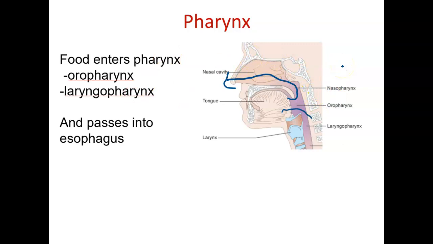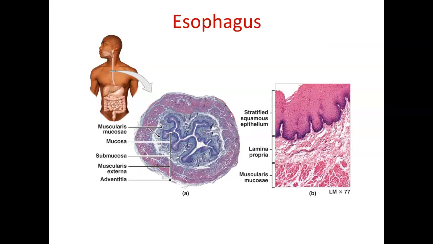It's supposed to go down the oropharynx into the laryngopharynx. And remember that the food has to cross over to the back, whereas the air comes in our nose and has to cross over to the front. And that's why it was so important that we had that epiglottis there to make sure the food is going to go down the laryngopharynx into the esophagus. So the food now is going to enter the esophagus.